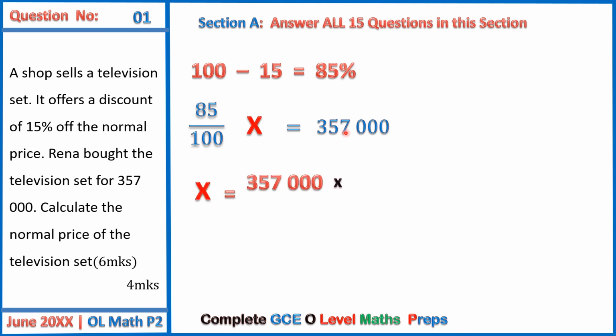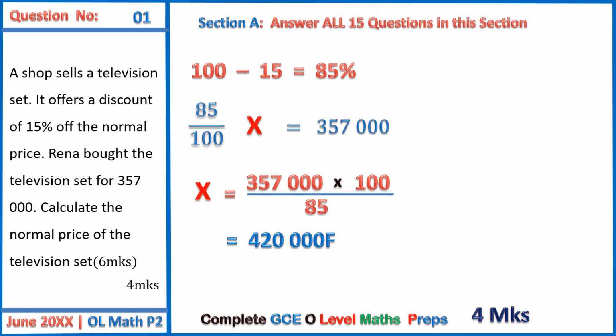And from here, our X, when we cross multiply, will give us 357,000 times 100 over 85. So the actual selling price, or the normal selling price of the TV set, is 420,000. So it's probably a flat screen TV, right? Right, that's 4 marks.